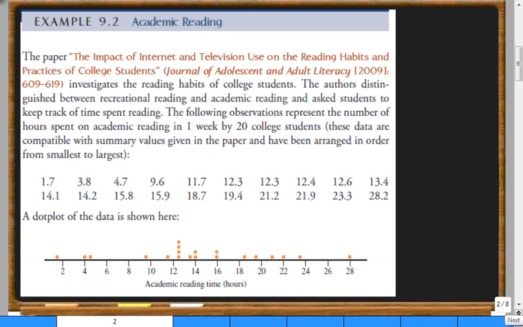Okay, so let's see an example where we might have some different options. We have another paper that talks about the reading habits of students. They had the following observations, which represent the number of hours spent on academic reading in 1 week by 20 college students. We have some low numbers, we have some high numbers, we have everything. So we have this dot plot here.